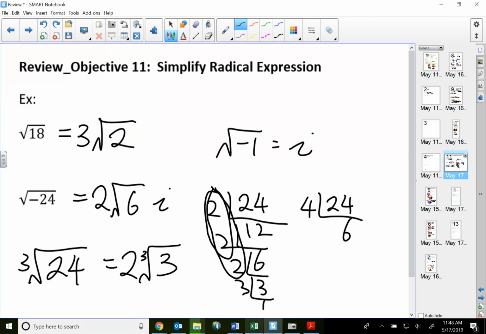The bottom line is when it's time to simplify radicals, I just need to make sure you know how to break it down. This is only one little piece of a problem that we may encounter.